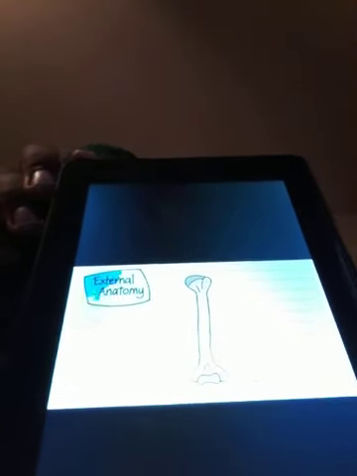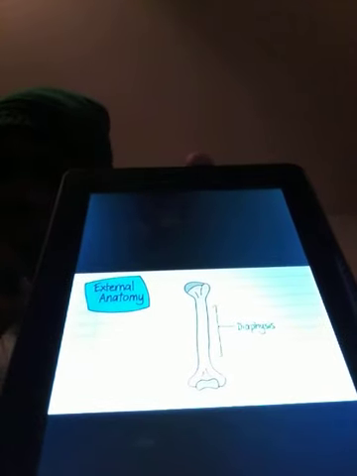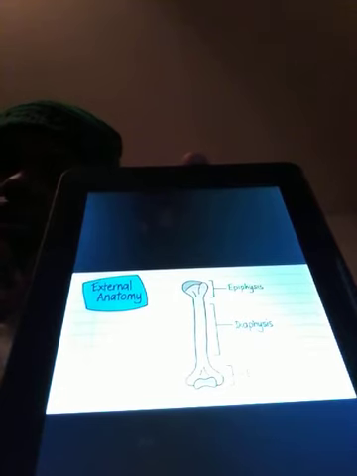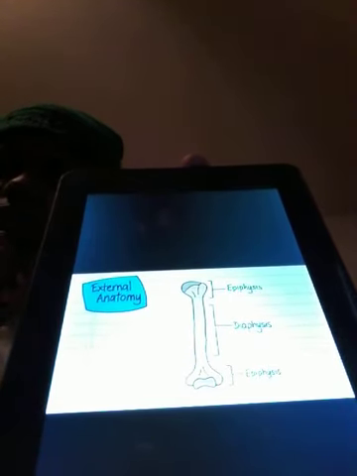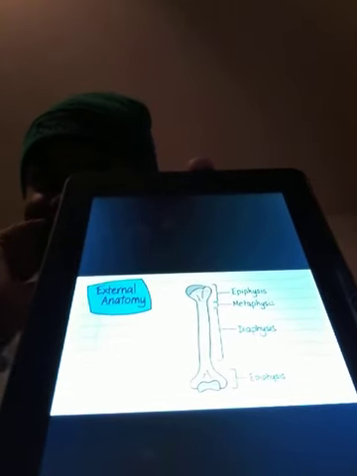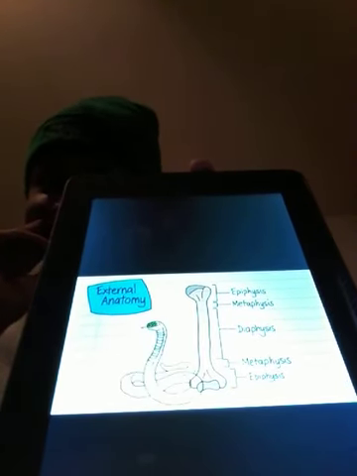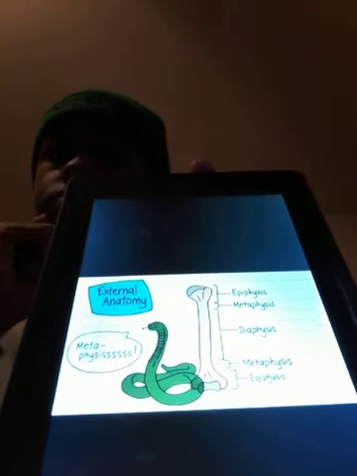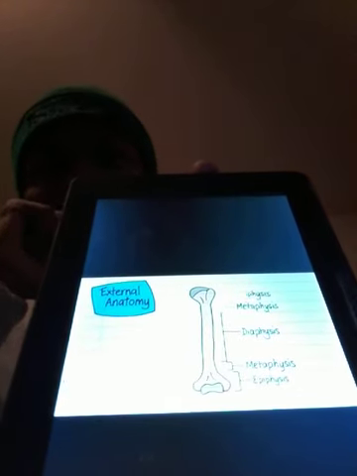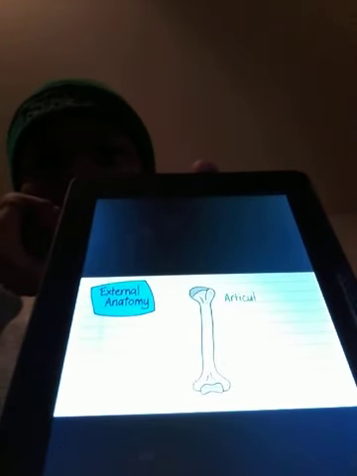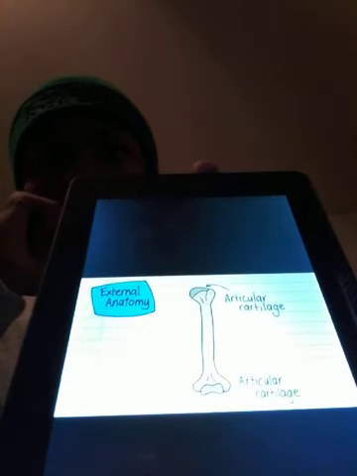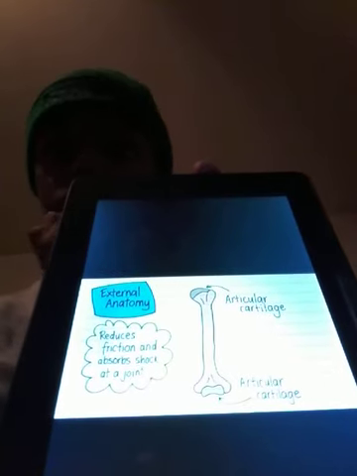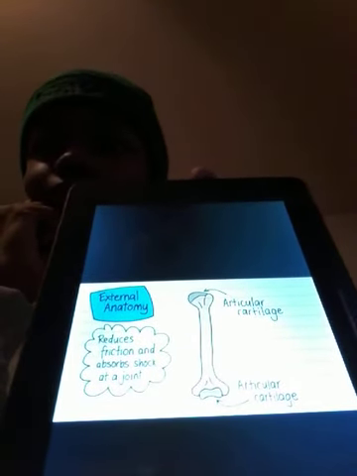The elongated central part of a long bone is called the diaphysis. At each end of the diaphysis is an enlarged area of bone known as the epiphysis. The diaphysis is connected to the epiphysis by a thin segment of bone known as the metaphysis. The surfaces of the epiphyses, where bones form a joint, are covered with a thin layer of articular cartilage. Articular cartilage reduces friction and absorbs shock when bones move in a joint.